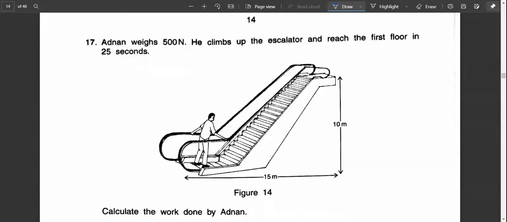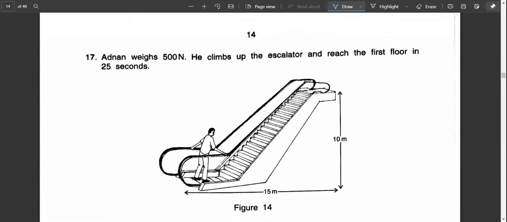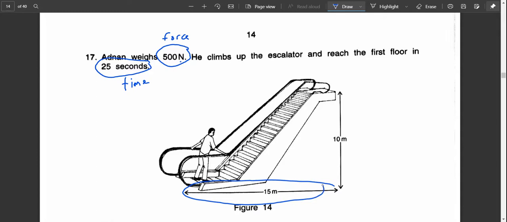Number 17. Adnan weighed 500 Newton. He climbs up the escalator and reached the first floor in 25 seconds. Calculate the work done by Adnan. So take note of the number. So 500 N means this is the force. And reach the first floor in 25 seconds. So time is given here, but in this question it's just a trick. And then you have two distances given. One is horizontal, another one is vertical. So most of the time students are confused which one to be used.